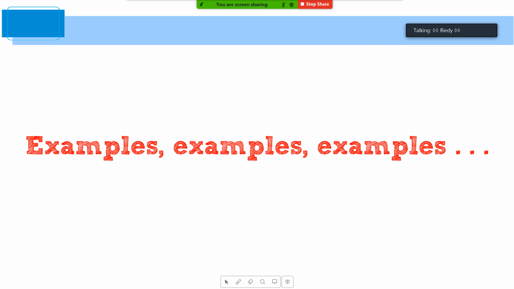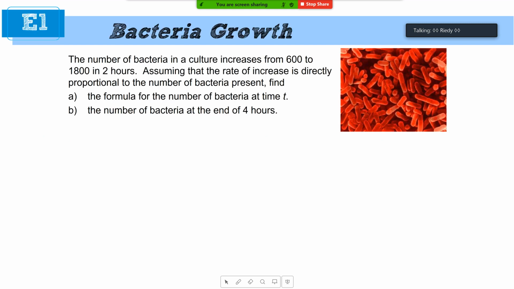Okay, so let's talk about the spread of bacteria first. We've got some bacteria sitting in a culture. In fact, we happen to know, starting, that we have 600 of those puppies. And then, 2 hours later, we've got 1,800. Assuming that the rate of increase is directly proportional to the number of bacteria present, find blah, blah, blah, blah, blah.